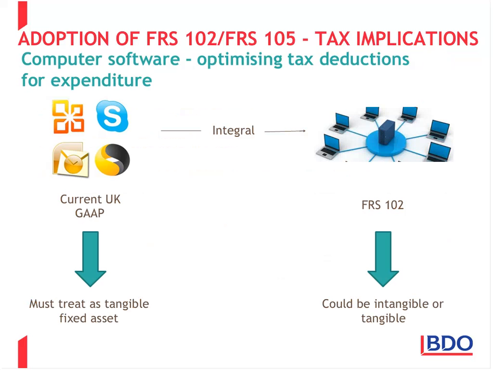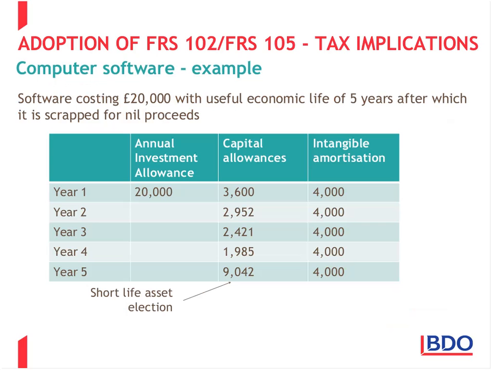Computer software. Computer software has, under old UK GAAP, been treated as a tangible fixed asset, and capital allowances have been available. Under FRS 102, it may be possible to account for this as an intangible rather than a tangible asset. What effect does this have?